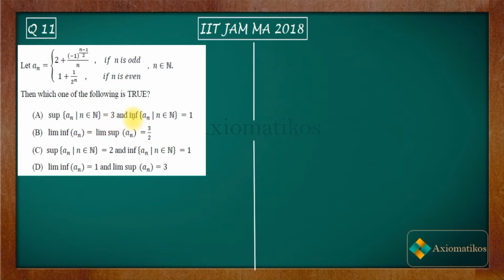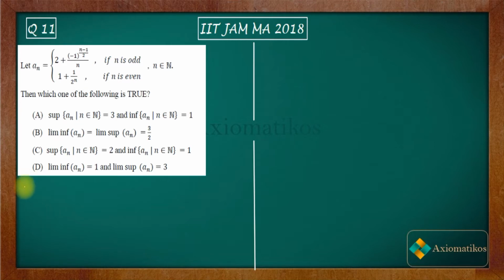In this option it says the infimum of a_n is 1. Second option says limit inferior of a_n is equal to limit superior of a_n is equal to 3 by 2. Third option says supremum of a_n is equal to 2 and infimum of a_n is equal to 1. Fourth option says limit inferior is 1 and limit superior is 3. So these are the options that you are given. Alright, so now let us proceed.